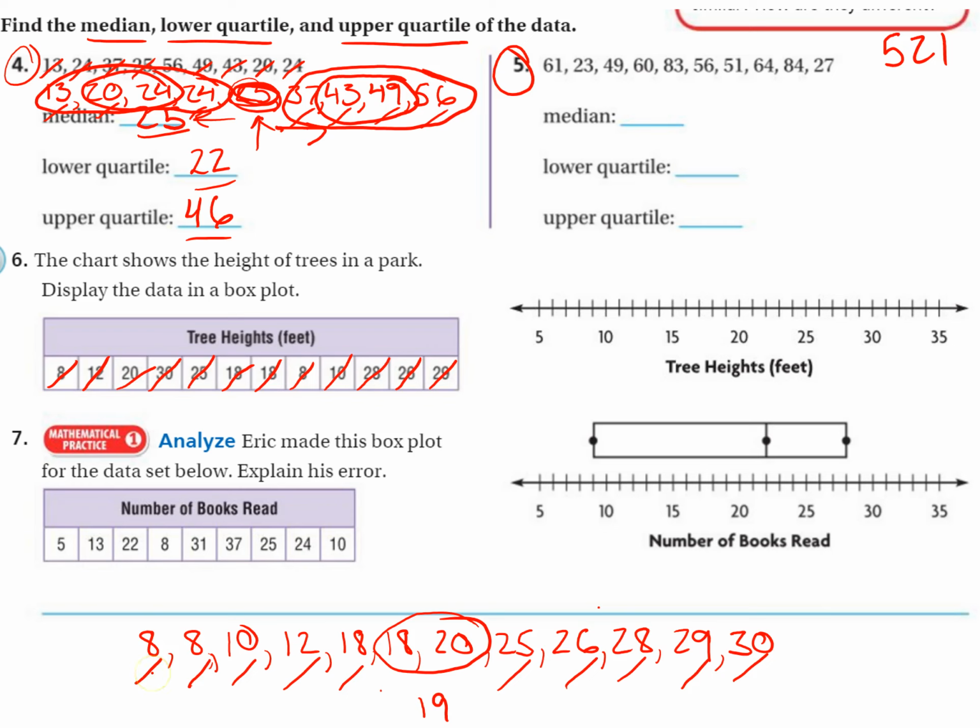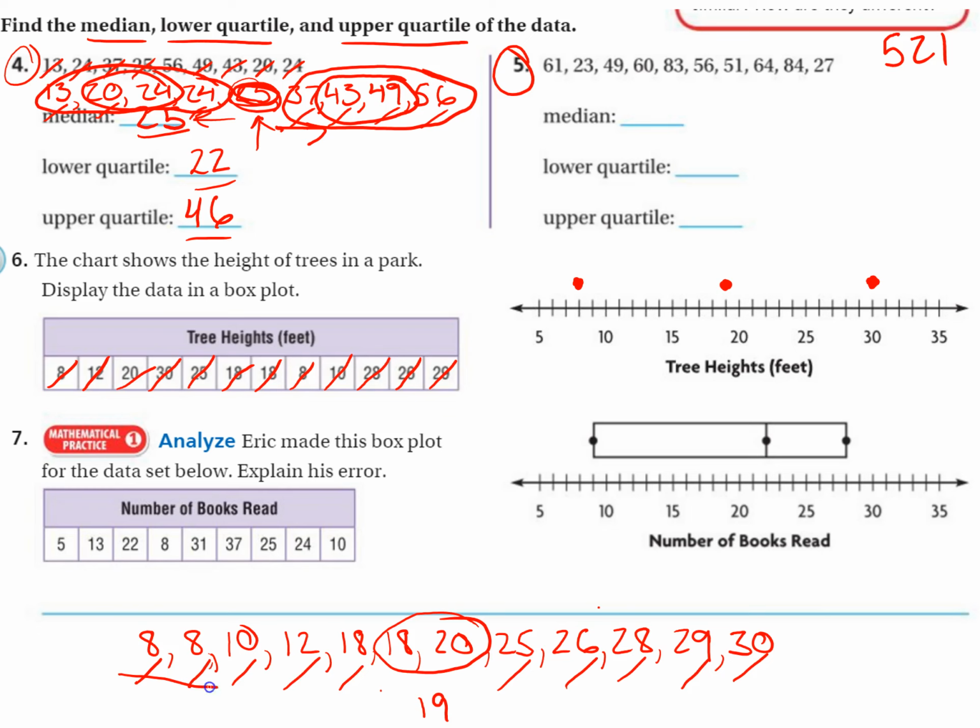So first, let's start, and we can start putting in some of these numbers. The least value is 8, so I'm going to put a dot at the least value. This would be 10, 9, 8. The greatest value is 30, so I'm going to put a dot at 30. The median is 19, so I'm going to put a dot. Here's 20. I'm going to put a dot at 19.